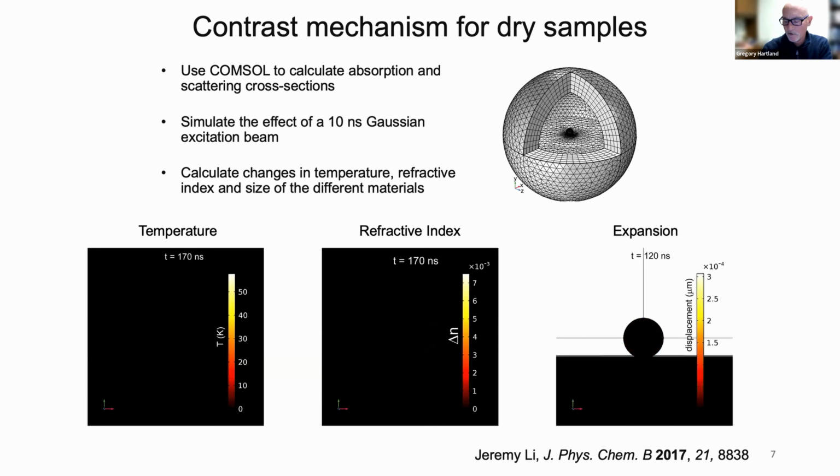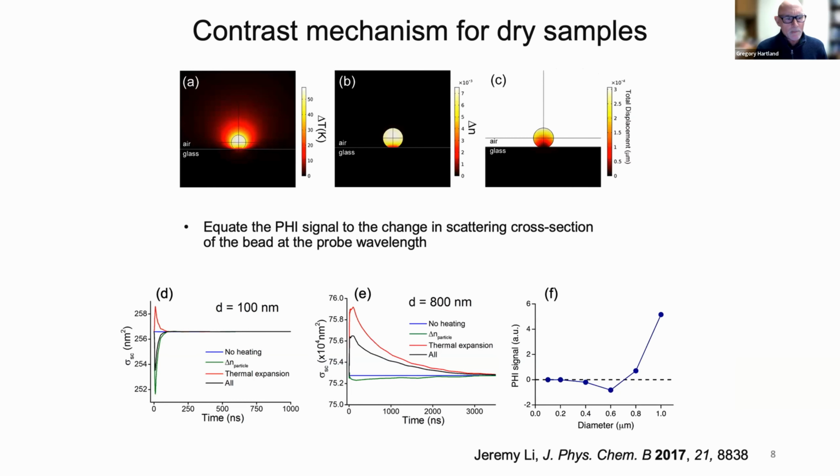And in all these simulations, you can see that the changes in refractive index, changes of expansion, changes of temperature are very small at the interface between the bead and the glass, and that's because the glass is the heat sink here, and it's taking the energy away. Okay, so these are our calculations of how the cross-section changes, and that's our claim as to what's giving the contrast in these experiments: you have contributions to the change in cross-section from change in refractive index and from expansion.